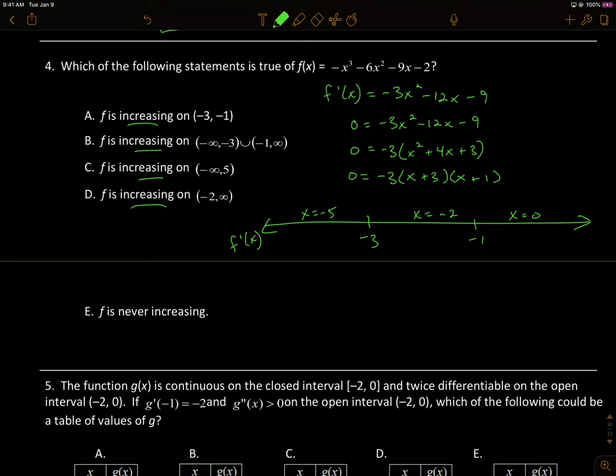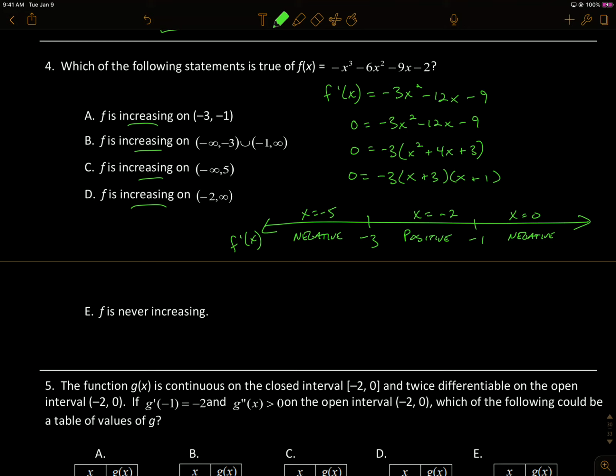0. So when I put in a negative 5, I get a negative times a negative times a negative. So that's going to be a negative. When I plug in a negative 2, I'm going to get a negative times a positive times a negative. So that's going to be a positive. When I plug in 0, I'm going to get a negative times a positive times a positive. That's going to be a negative.